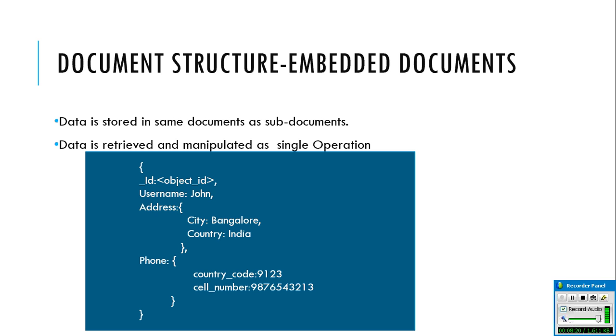This is how the data would be retrieved and manipulated in one single operation, and this is basically what would be considered a denormalization process, right? Whenever you want to do a write operation, the write operations are atomic at the document level. Atomic means it can be done as one single unit of work.